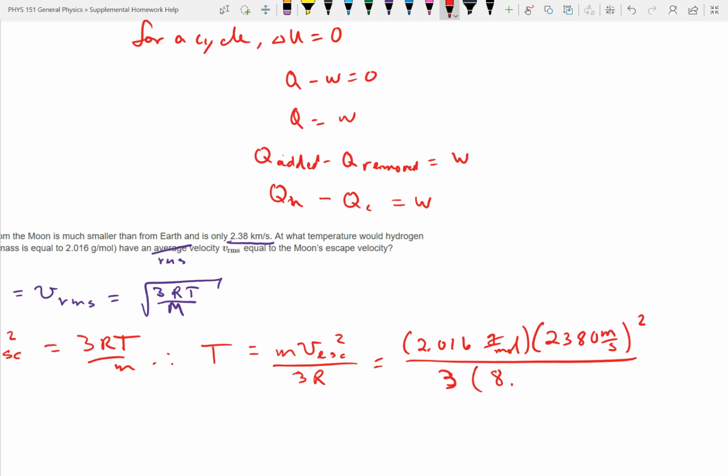I should have stuck with the first one I saw. The first one had the units I wanted. 8.314472 joules per Kelvin times mole.